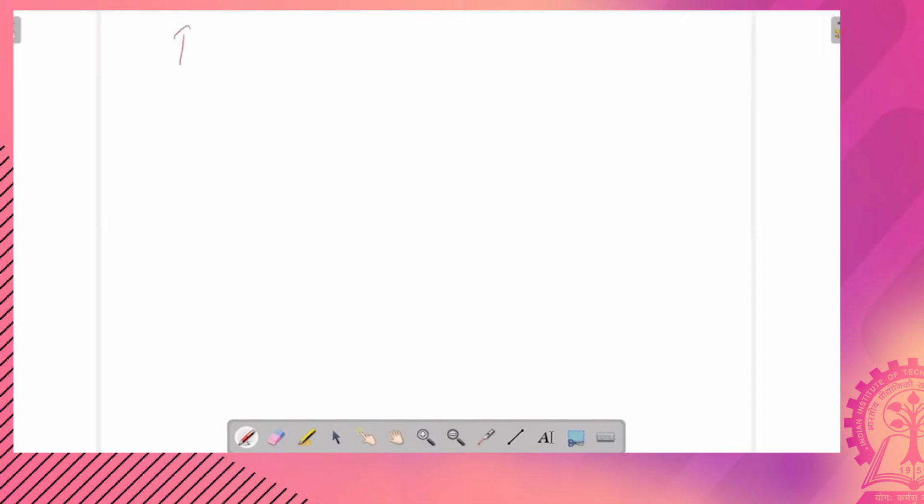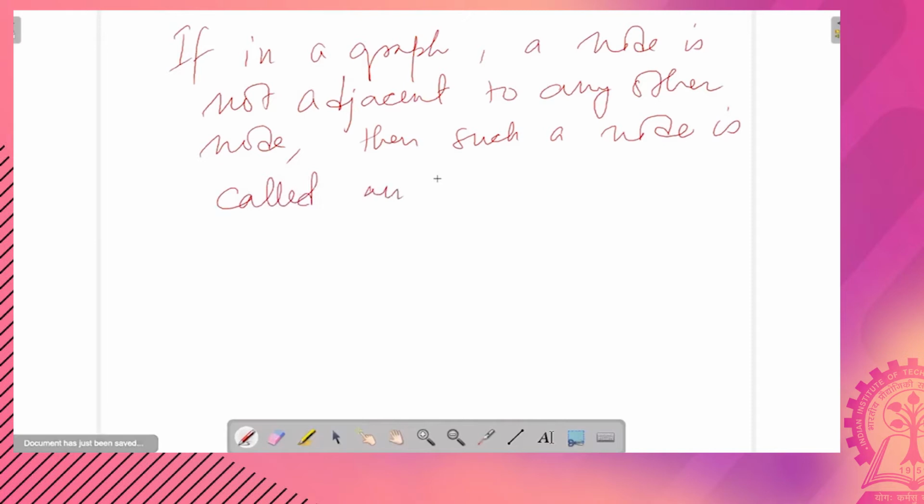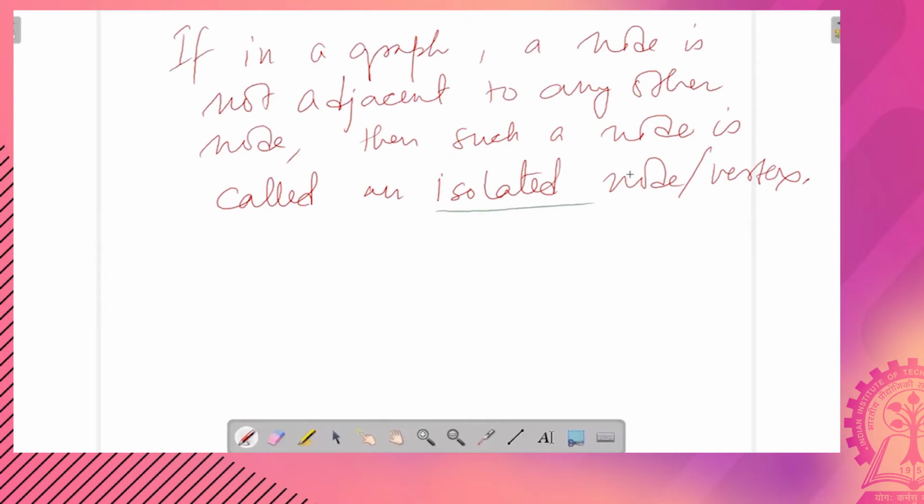Sometimes, if in a graph a node is not adjacent to any other node, then such a node is called an isolated node or vertex. So these are some of the definitional terms that you need to remember when we proceed with our graph algorithms later on.